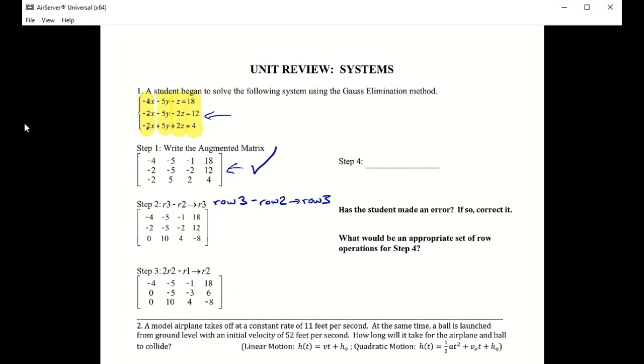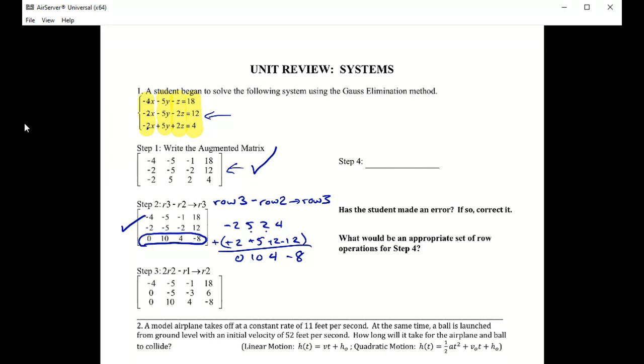So we have row 3, which is -2, 5, 2, 4. And we have row 2, which is -2, -5, -2, 12. And we're going to make that a negative, so we're going to flip all of our signs. And now we can just add it together. -2 plus 2, 0. 5 plus 5, 10. 2 plus 2, 4. 4 plus a -12, -8. And if we look, that's exactly what we have right here. So step 2 is good.